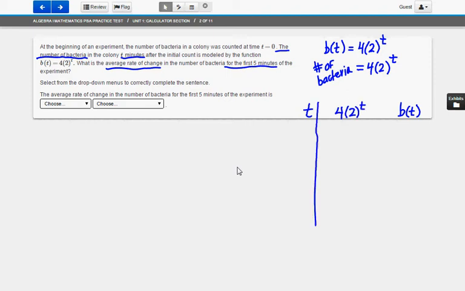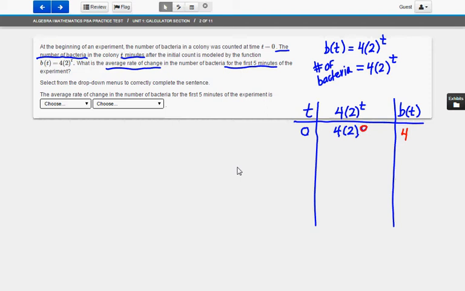This is an exponential equation, and if I think about it at time 0, 4 times 2 to the 0 power. If you know what an exponent of 0 means, then you know 2 to the 0 power is equal to 1. And so 4 times 2 to the 0 power is 4.